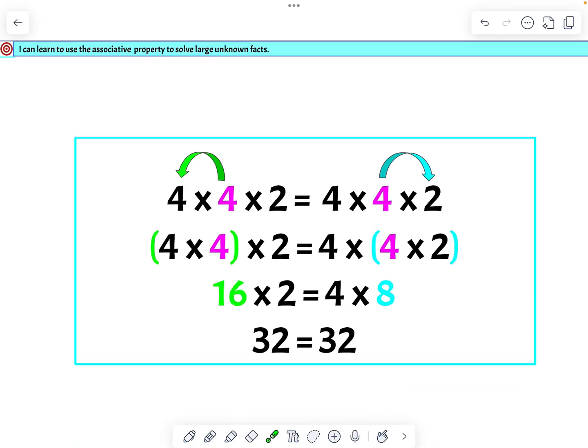So here, this 4 is going to associate either with the first 4, or that 4 is going to associate with the 2. These parentheses show us where the associations are happening. And if we work this out, 4 times 4 is 16, times 2 is 32, because 16 plus 16 is 32. 4 times 2 is 8. Again, we always do what's in the parentheses first. 4 times 2 is 8, times 4, we all know the answer is 32. So both sides of the equation equal 32.